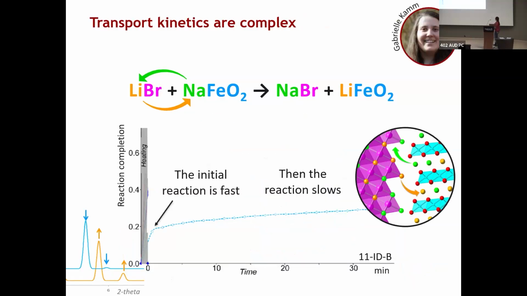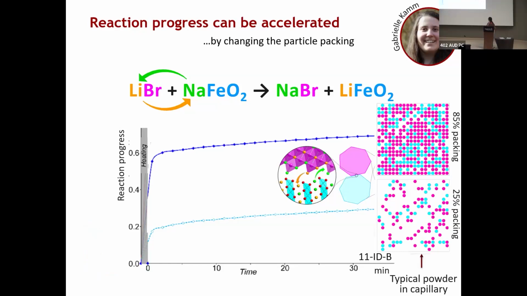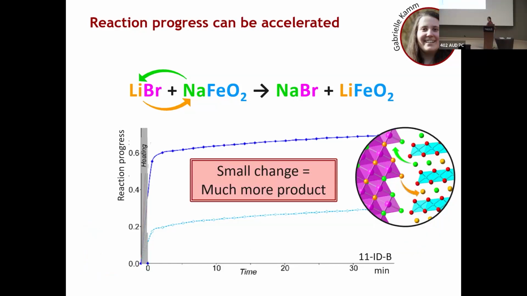So here is some data from that model system that was collected by my student Gabrielle. She takes the reagent, she puts the powders in a capillary on the beamline, and she watches that reaction. And we can see the transport kinetics are actually a little bit complex. We see an initial fast part, and then the reaction slows down. If we take this exact same reaction materials and change something, then we get a very different amount of product. So we get much faster kinetics in this case.